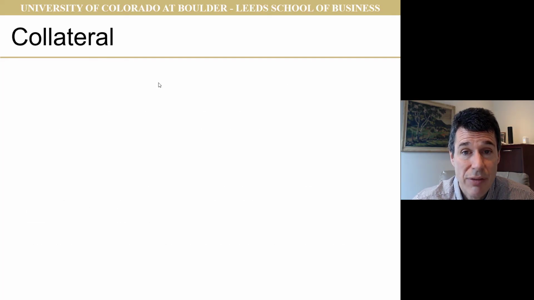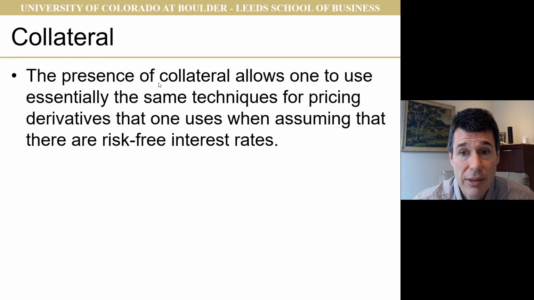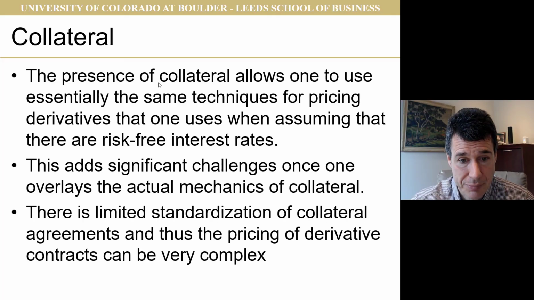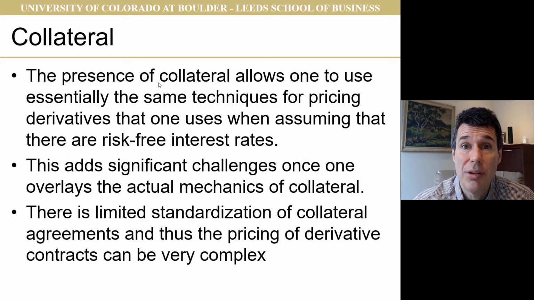The way the derivative market gets around this problem is through the use of collateral. The presence of collateral allows one to use pretty much the same techniques for pricing derivatives that one uses when assuming that interest rates are risk-free. The challenge is that we add a lot of complexity when we think about the actual mechanics of collateral. There's no standardization of collateral agreements. The types of collateral that can be posted sometimes are different. So the pricing of derivative contracts becomes really complex once you take into account collateral.